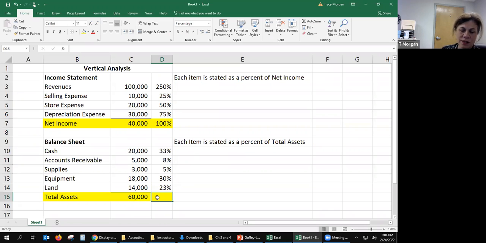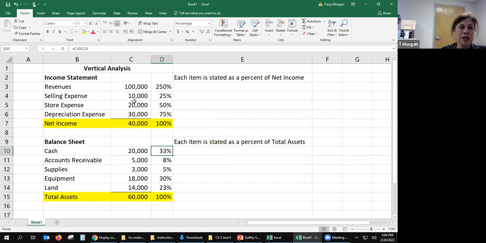And last but not least, we have equals total assets divided by the total assets value, and that should be 100%. And that is vertical analysis. Now, what that does is that you can see that our cash represents 33% of our total assets. So year after year after year, we can look at that and see how much cash we're keeping as compared to all our assets in total.